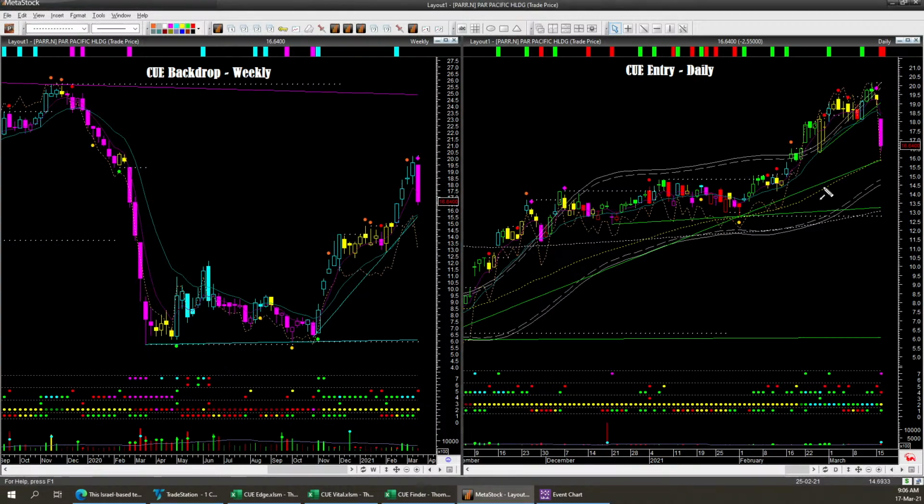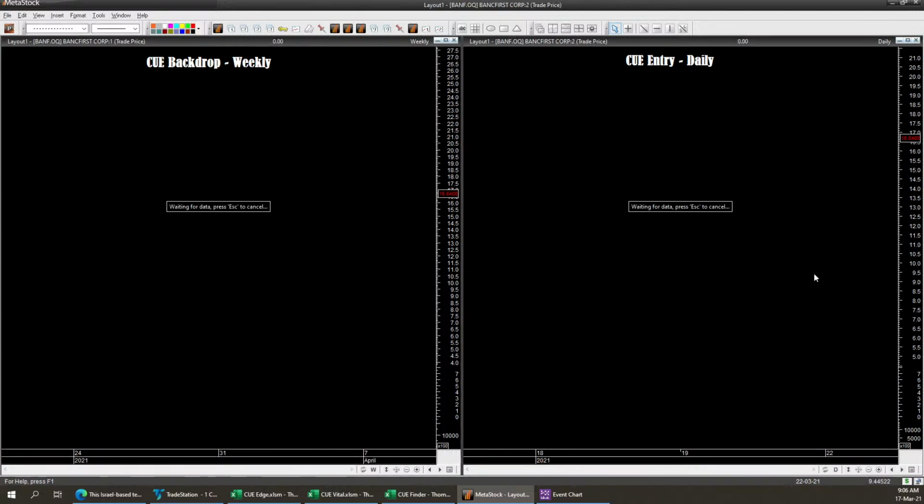Certainly looking weak, but right now I will not short it. Of course, it has fallen significantly and is near a daily trendline support. Let's move to the next stock, alt right arrow.